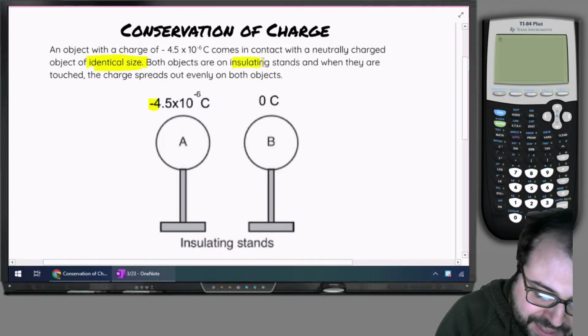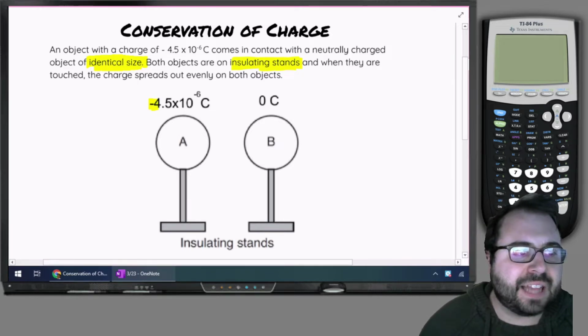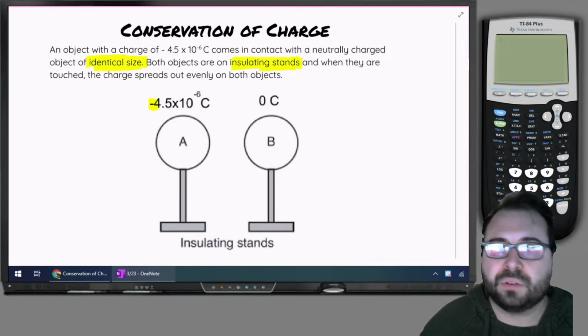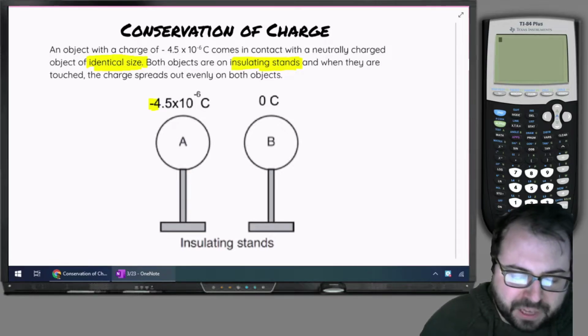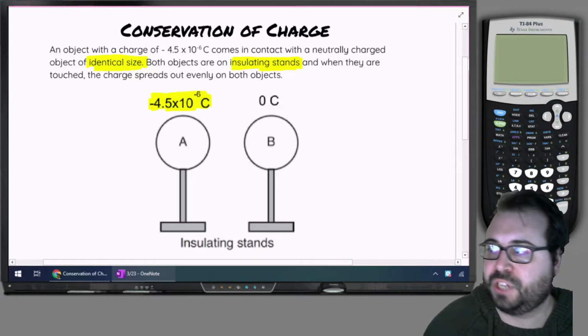Also important is that they're on insulating stands. So what does this mean? Well, this means that none of the electrons can escape to the ground. So this is just some added information to the problem, so we know that all of this charge is going to spread out on both objects.